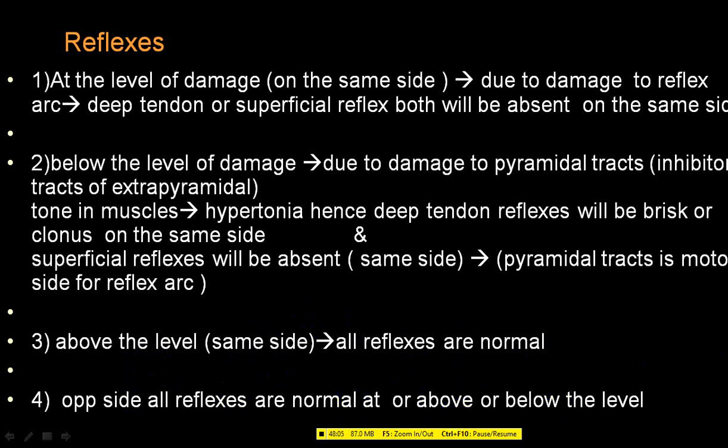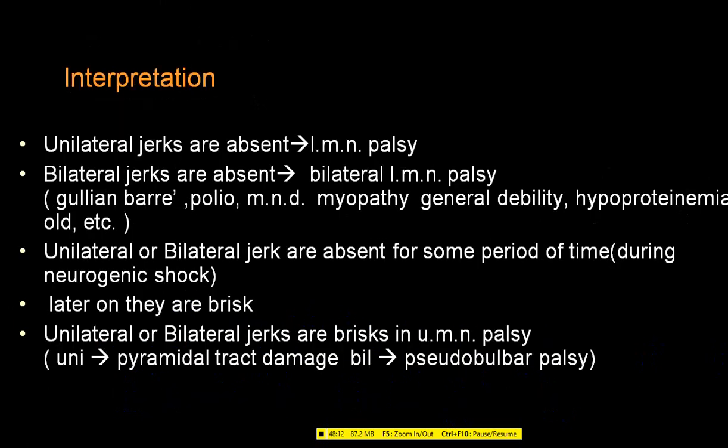This is a classical finding in deep tendon reflex, as well as superficial reflexes, combined. So the interpretation is very clear. Unilateral loss of deep tendon reflex at the level of damage indicates lower motor neuron. If bilateral jerks are absent, it will be bilateral lower motor neuron palsy, classical in Guillain-Barré, poliomyelitis, motor neuron disease, myopathy, general debility, severe hypoproteinemia, old individual, etc.